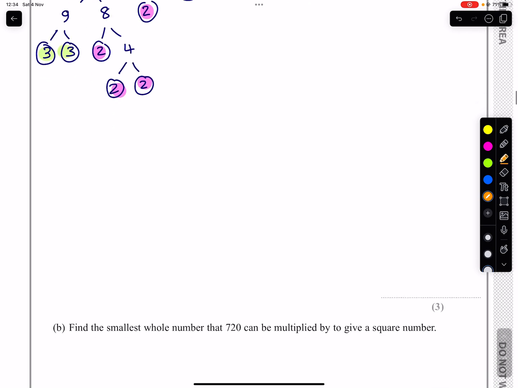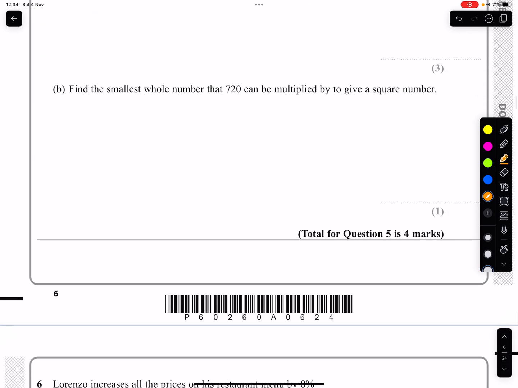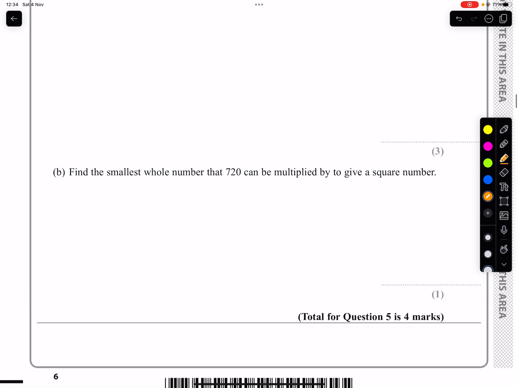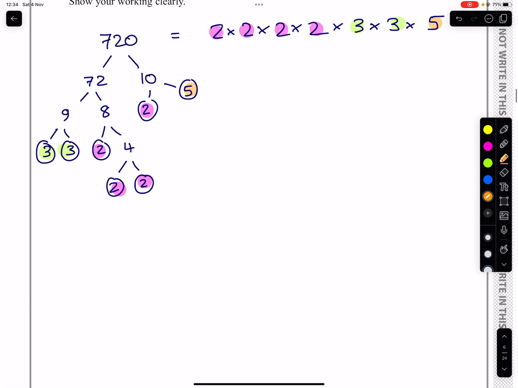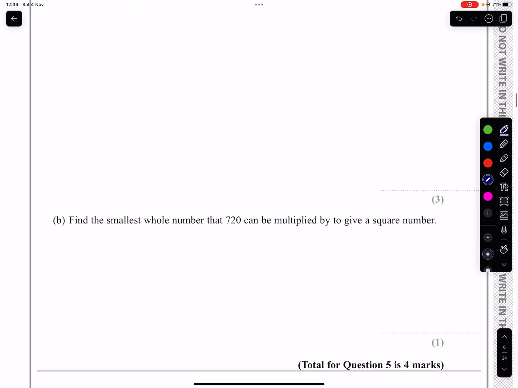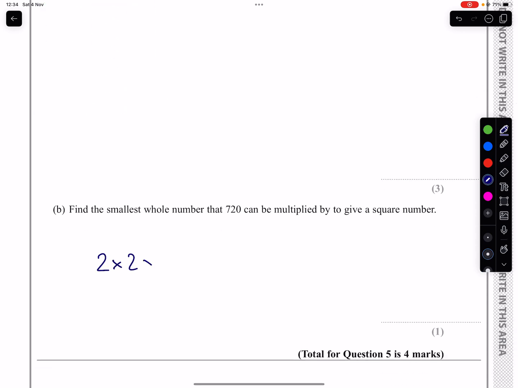Part B. Find the smallest whole number that 720 can be multiplied by to give a square number. So, as it stands, our 720 consists of a 2 times 2 times 2 times 2 times 3 times 3 times 5. Now, if we want to make this a square number, we basically need to have a situation where each of these prime factors is to an even power.